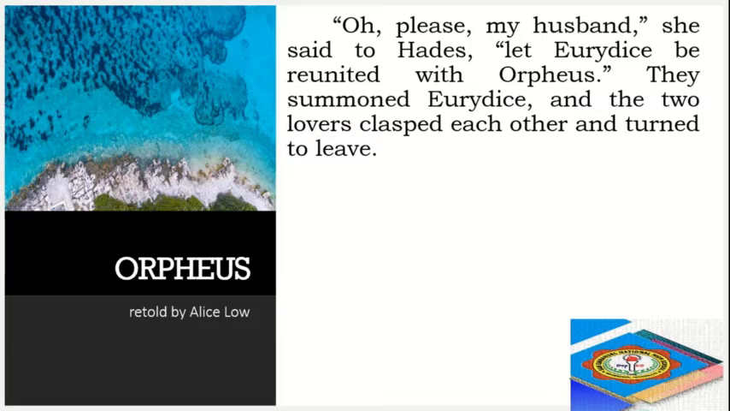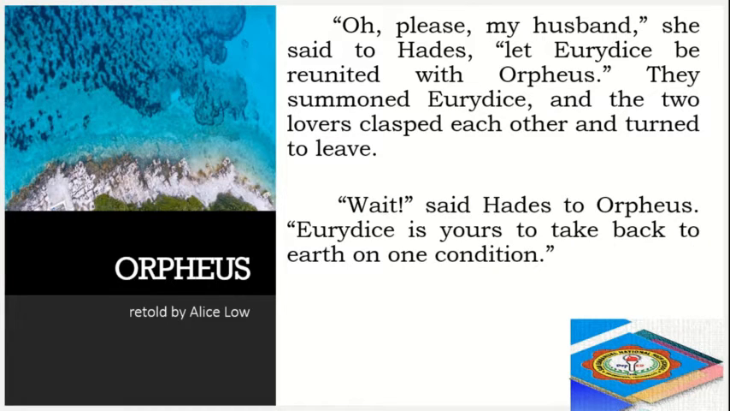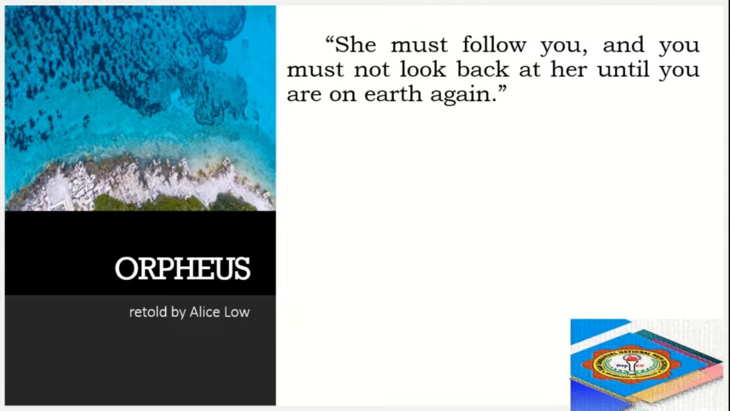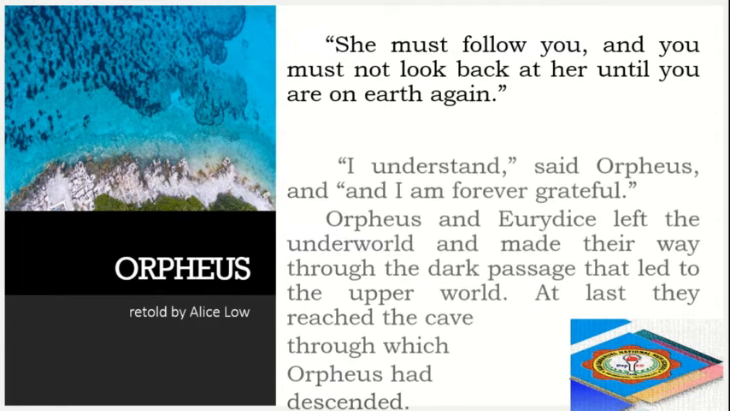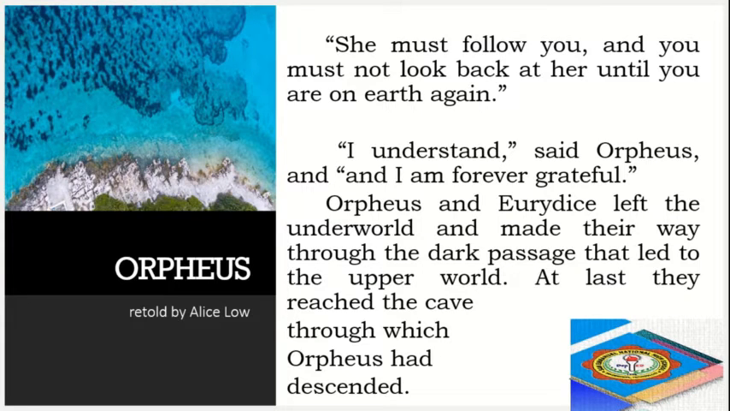They summoned Eurydice, and the two lovers clasped each other and turned to leave. "Wait," said Hades to Orpheus. "Eurydice is yours to take back to the earth on one condition." "What is that?" asked Orpheus. "She must follow you, and you must not look back at her until you are on earth again." "I understand," said Orpheus, "and I am forever grateful."